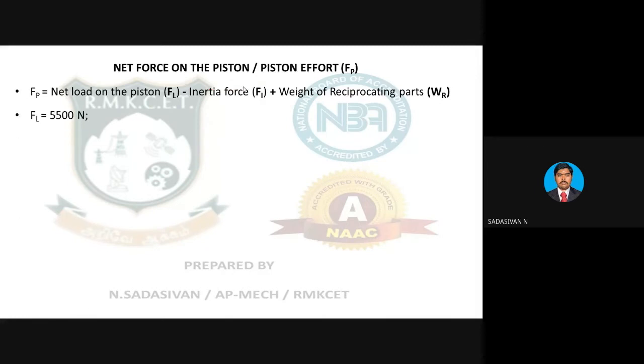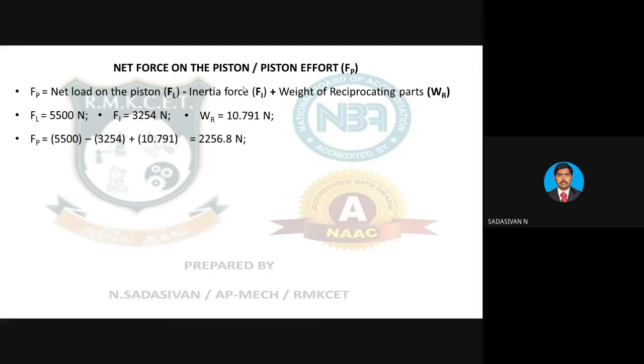Now I know that the load on the piston is 5,500. Inertia force is 3254 Newton. Weight is 10.791. Substitute these numbers into the above formula: 5,500 minus 3254 plus 10.791. Just a normal addition and subtraction. So the answer is 2256.8. You can keep cross-checking my answers along with me if you are able to do it with your calculator.